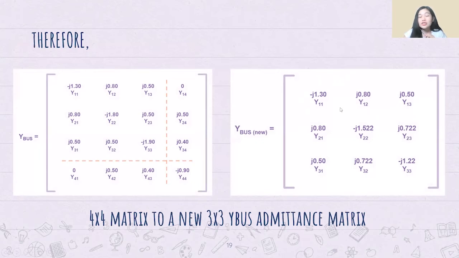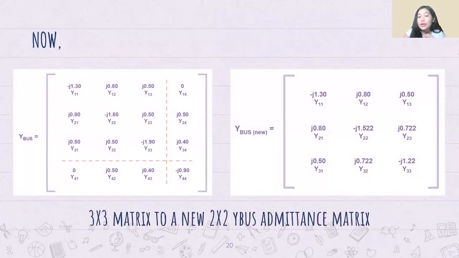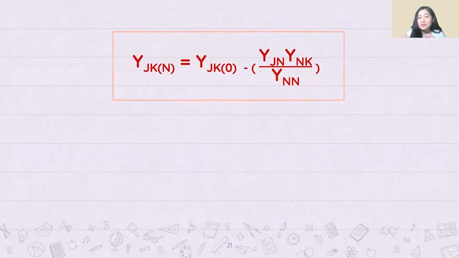It's easy, okay? So here our process ends, because we discussed earlier that we have to reduce our 4x4 to a 2x2. So this is only the first step. Now, from our 3x3 matrix we have to reduce it to a 2x2 Y-bus admittance matrix. Same process, we will do the same process. The only thing is there are fewer values we need to find because we are only down to a 2x2 matrix. Okay. So now, once again, this is the formula to be used.